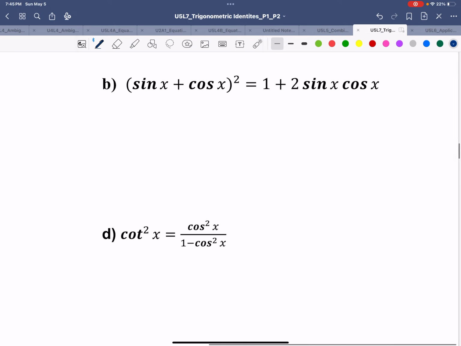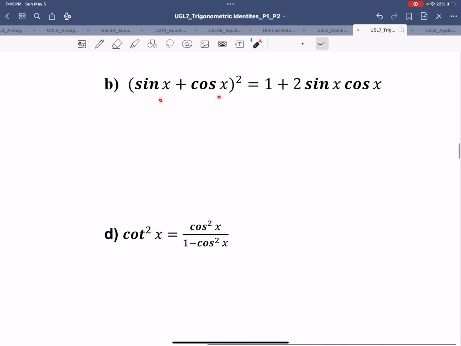This time we have sine x plus cosine x, squared, equals 1 plus 2 sine x cosine x. If you decided to go for the left side, and why for the left side? Because we can expand the power of 2 for this binomial. And we know that the expansion will bring sine squared and cosine squared here, so that can hopefully help us simplify and get to the right side faster.